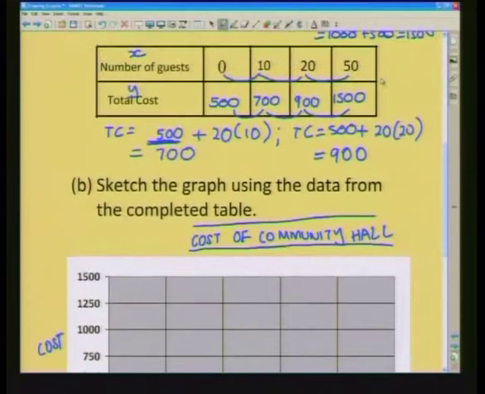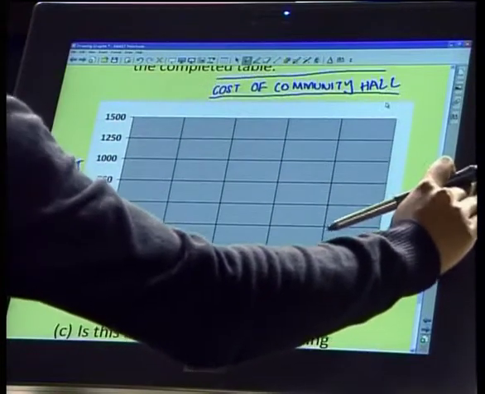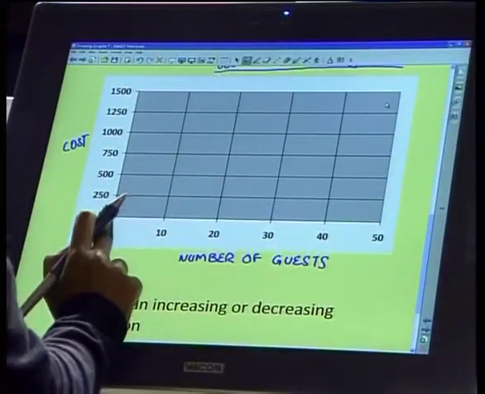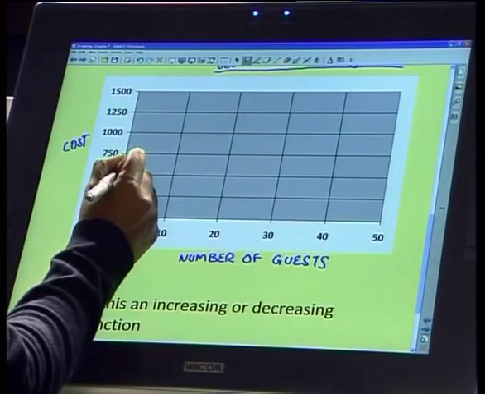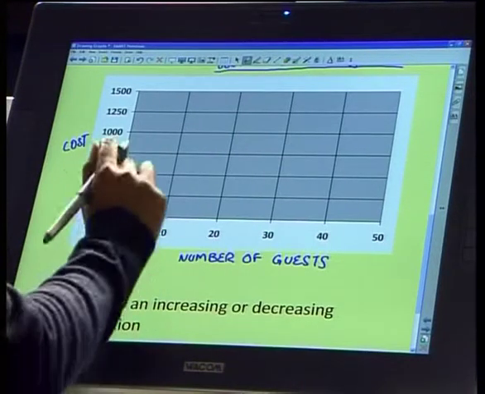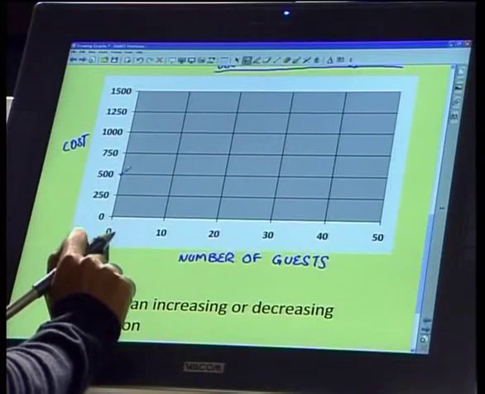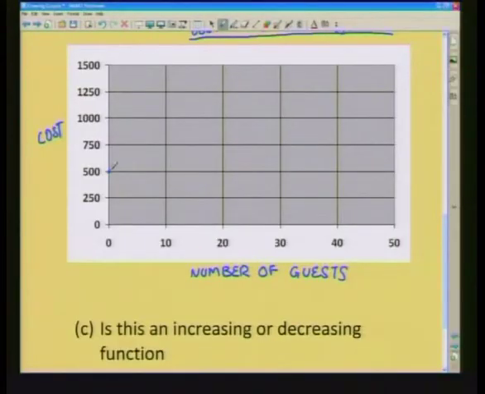We have a nice table here that we can use to help us to plot the points. Okay, we know that when there was 0 guests, she still had to pay a set fee of 500 Rand, so therefore this graph is going to start at 500. Alright, so we plot the first point when x is 0, y is 500. Then when she had 10 guests arriving, she had to pay 700 Rand.